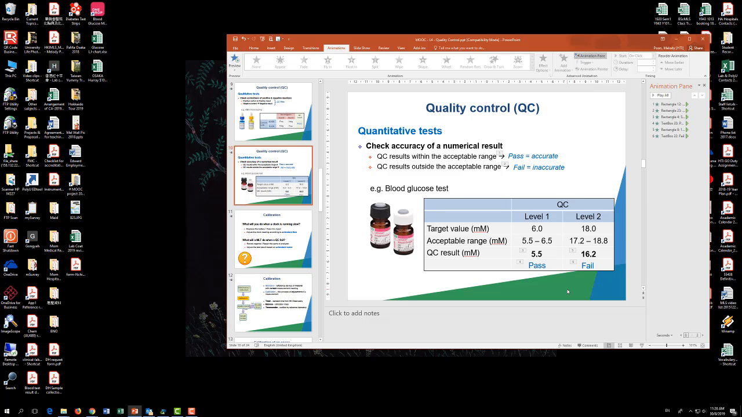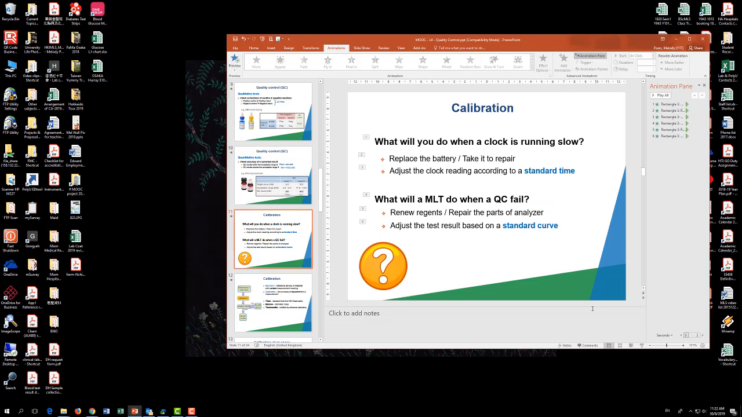No matter which one of the QC fails, we cannot proceed to test patient samples. We have to troubleshoot, fix the errors, and then recalibrate the analyzer. So what is calibration? Think about when your clock is running slow, what will you do? You may firstly replace the battery and then take it to repair. And then you will adjust the clock regarding a standard time.